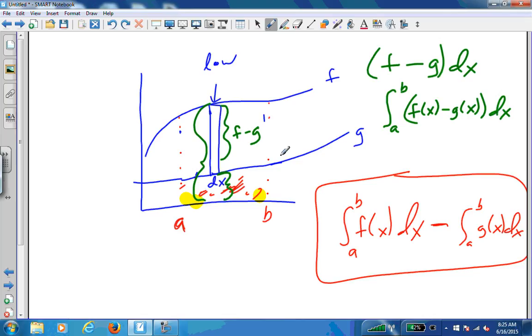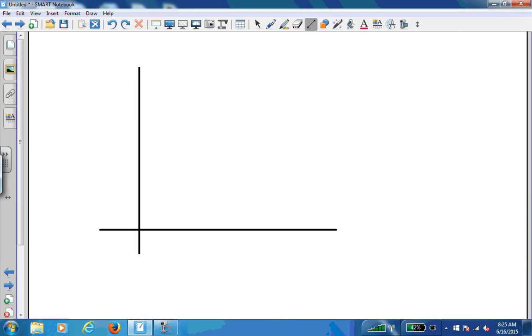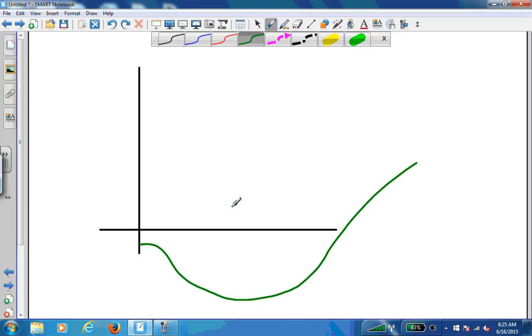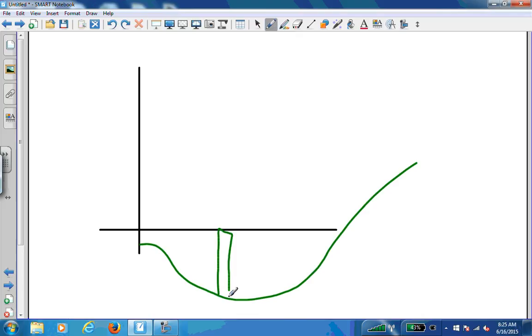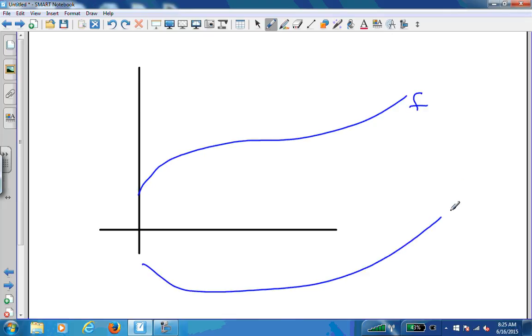Now let's look at the case where one of our curves drops below the x-axis, because in the past we said that if we have a function that's below the x-axis, then when we add up our little rectangles, we get a negative area. Let's see if that's still a problem when we're finding the area between two curves. So let's call this F. Let's call this one G.